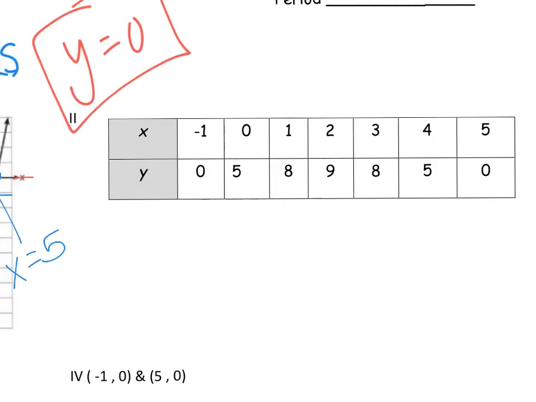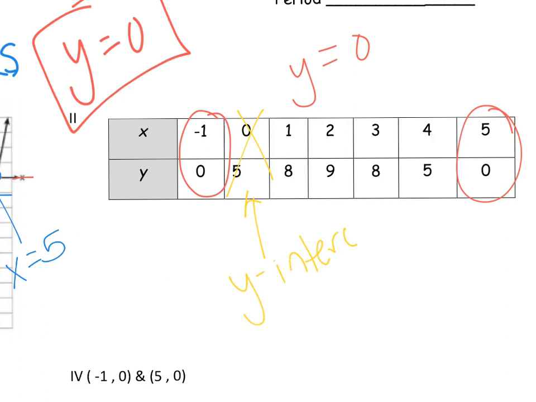Okay, next we have our table. Again, we need to look for where y is equal to 0. That's defined as really finding the zeros or the roots of a function. Okay, so where y is equal to 0, well, that's here and here. Be careful, this is not a root. This actually right here, anyone know what that would actually be? This would be our y-intercept. So our roots again here are at -1 and 5. So we have x equals -1 and x equals 5.